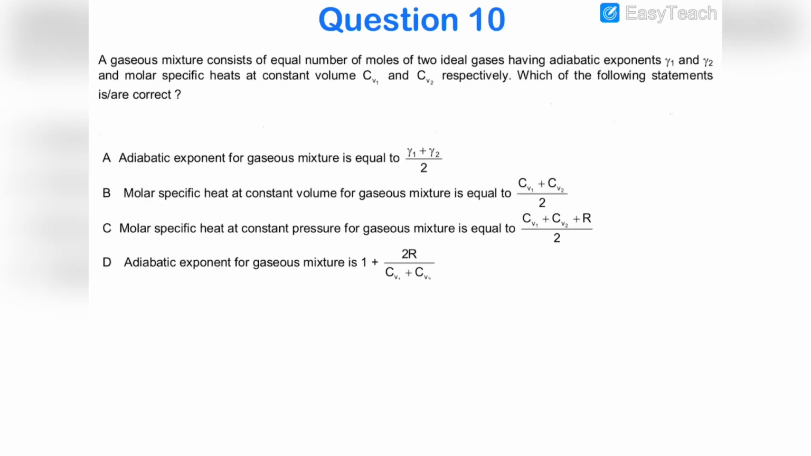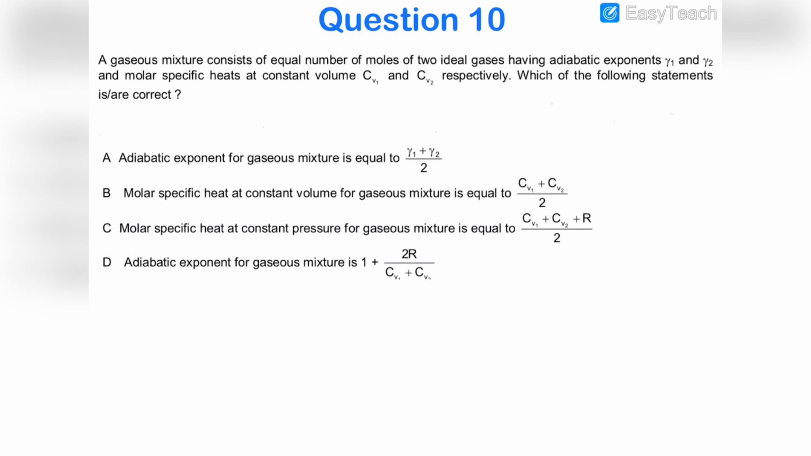In this question, you can see that there is a gaseous mixture that contains an equal number of moles of two ideal gases having adiabatic exponents gamma 1, gamma 2, and the molar specific heats of the gases at constant volume are CV1 and CV2 respectively. We have to find out which of the following statements is correct. The first statement is that the adiabatic exponent of the gaseous mixture is (gamma 1 plus gamma 2) by 2.